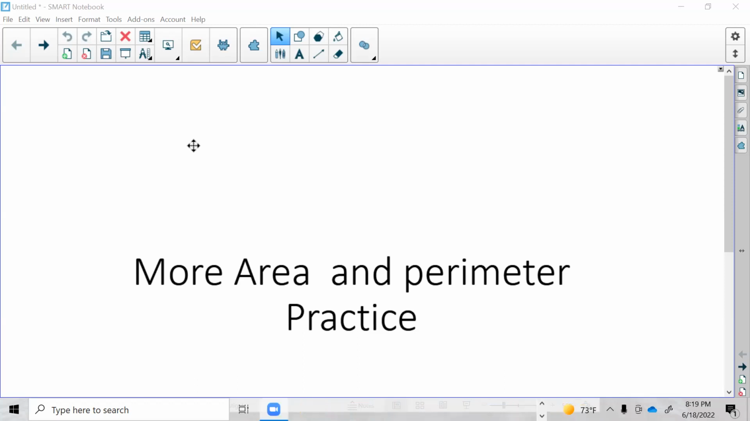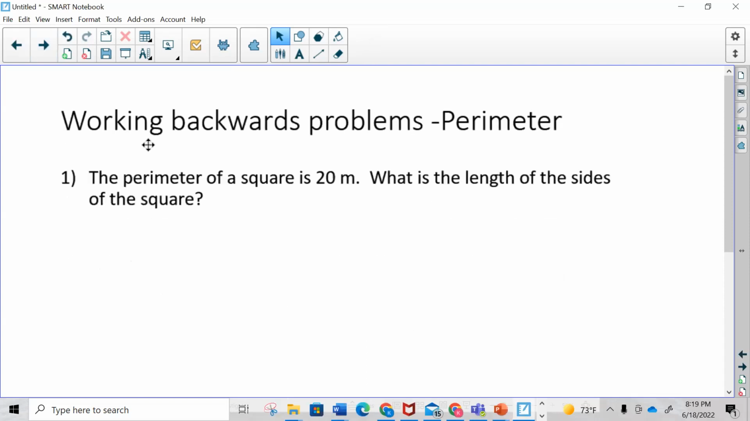So in this video, we're going to look at more problems on area and perimeter. A lot of these problems we're going to work on working backwards, which means that we're given the perimeter or the area, and then we're trying to find the side length. The first one says the perimeter of a square is 20 meters. What is the length of the sides of the square?